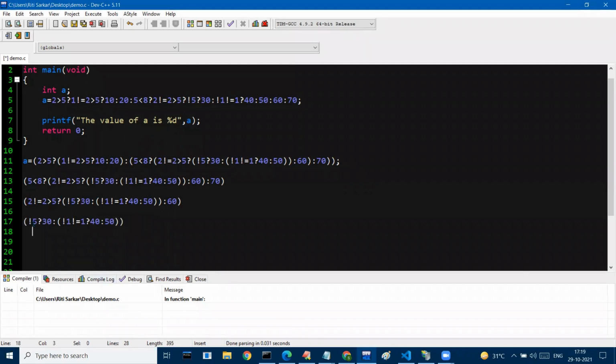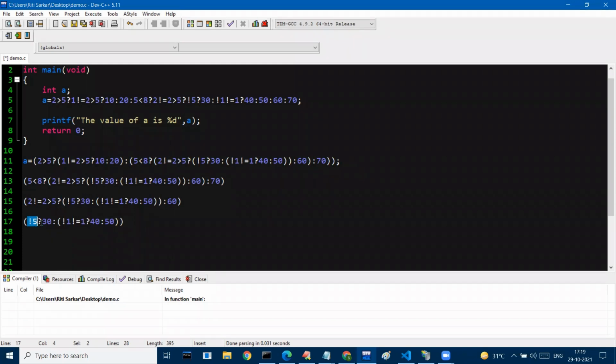Now here, see, logical not 5. Already we have learned: logical not makes a true value into a false value. So logical not will treat which value here? 0. What value will be considered? 0. Is 0 a true value?